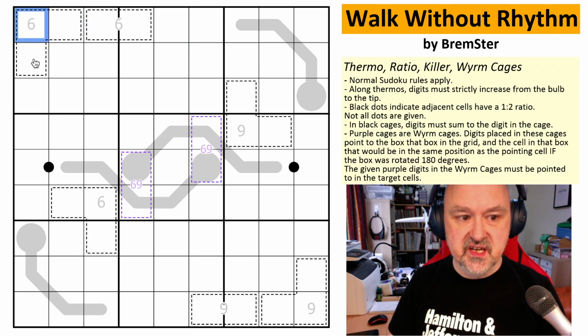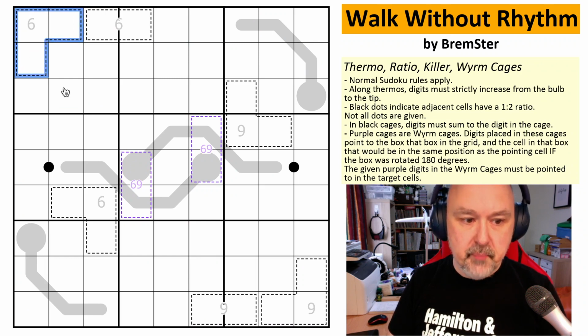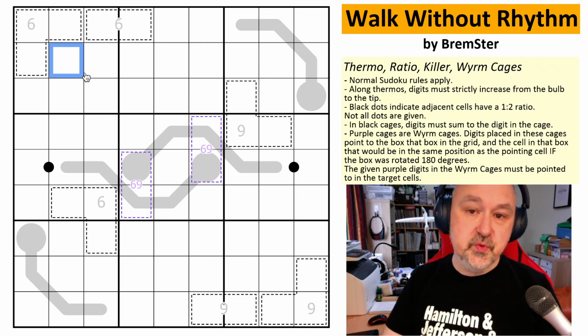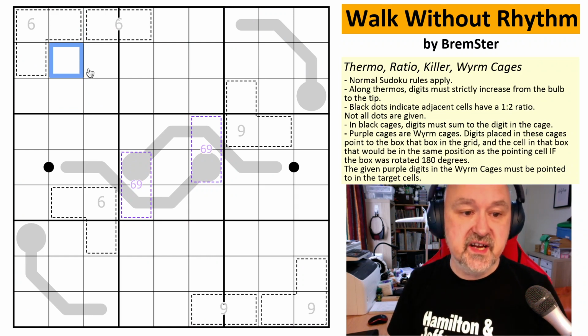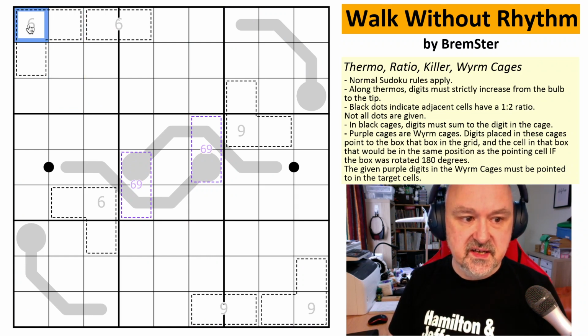We have killer cages, and normally with killer cages the digits must sum to the digit in the top left corner of the cage. But I have modified this so that instead of the digit being in the top left corner of the cage, which would mean that the grid would not be identical if you rotated it, I have put grey digits in the middle of some cells.